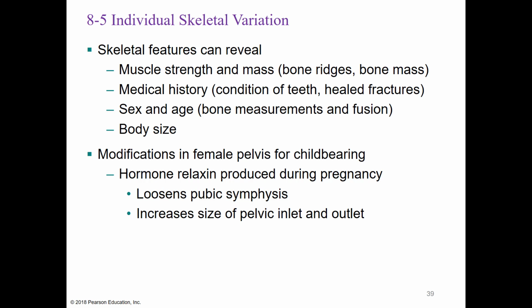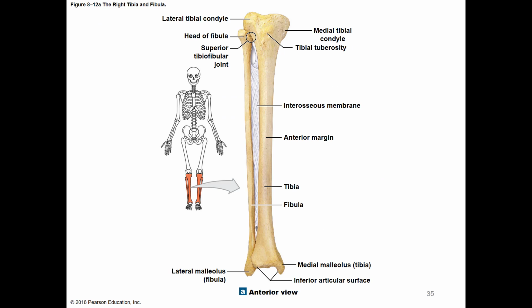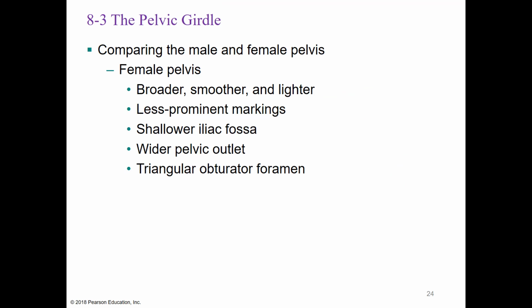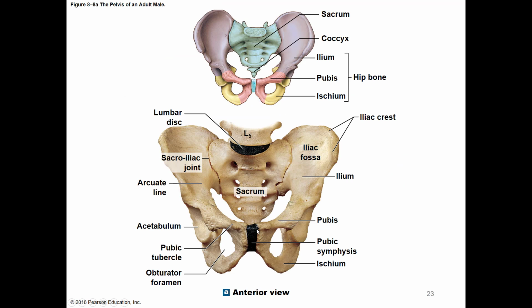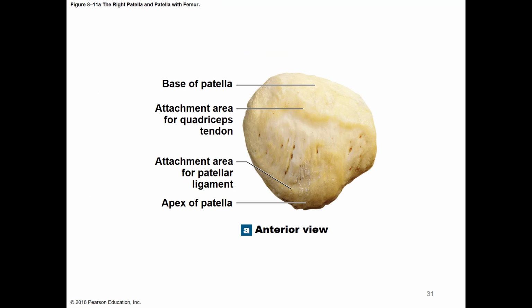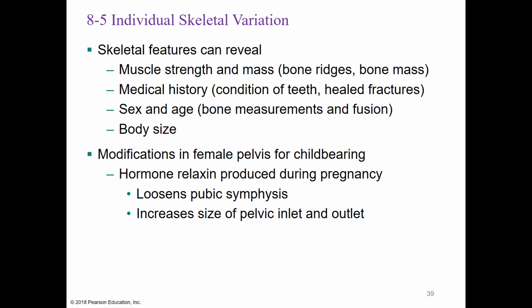Modifications in the female pelvis for childbearing. The hormone relaxin, which is produced during pregnancy and released during labor, helps to loosen up the pubic symphysis. I'll go back and show you exactly where that is. So this little disc of fibrocartilage is the pubic symphysis, and relaxin is a hormone that will soften that so that the os coxa are a bit more flexible and can spread just a bit more so that we're able to push a baby through. This can increase the size of the pelvic inlet and outlet.